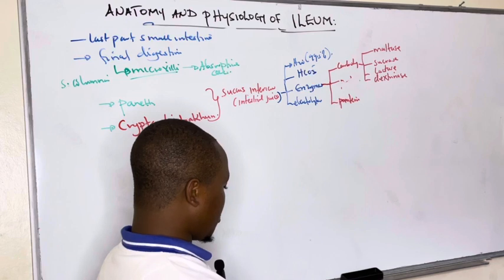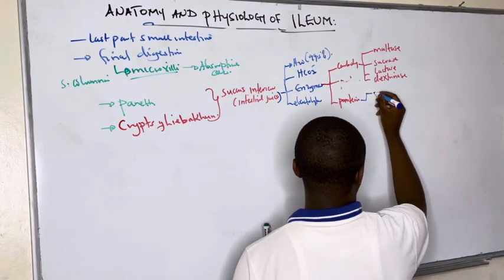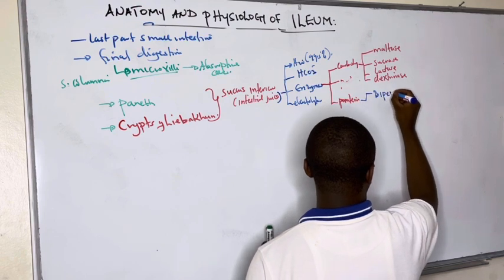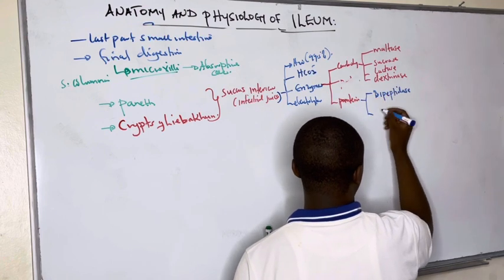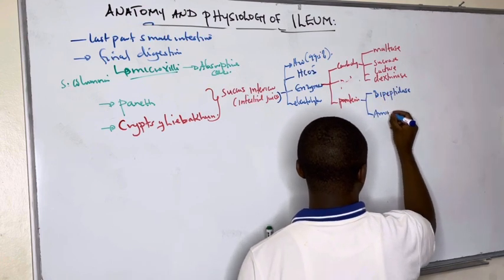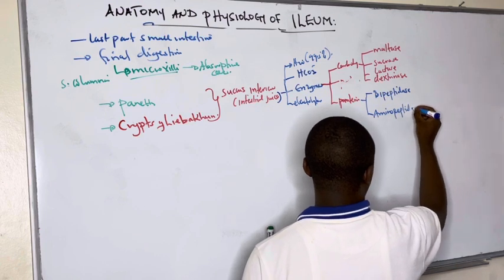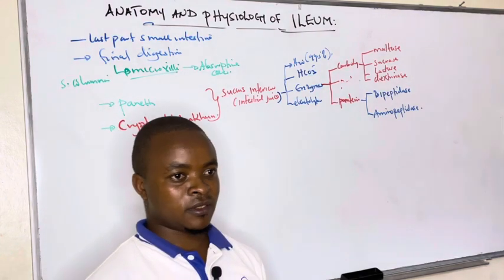Then we have the proteases. These proteases include dipeptidase. We find enzymes like aminopeptidase, which catalyze the final digestion of proteins.